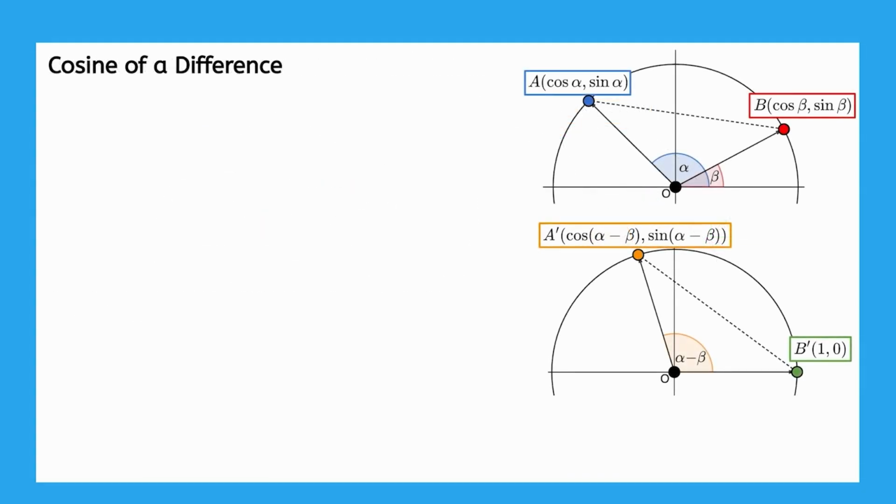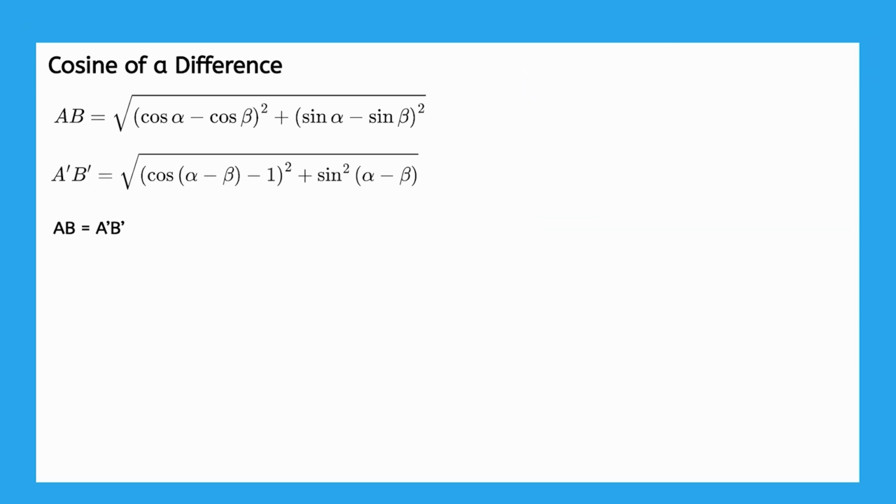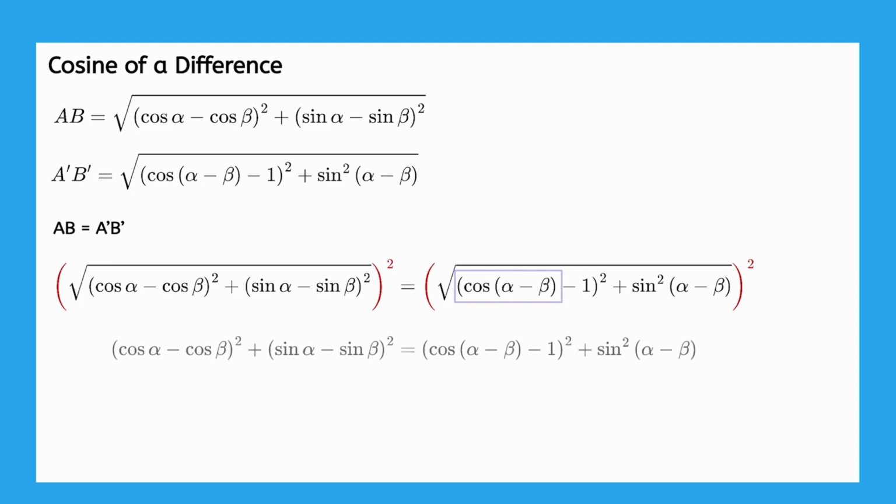Let's start putting together the information we have. We have expressions for both AB and A'B', and we figured out these distances are actually equal to each other. We can therefore set these two expressions equal to each other. Our goal will be now to simplify this equation until we get a formula for cosine of alpha minus beta, or the cosine of a difference. And squaring both sides of this equation cancels both of these square roots at once.